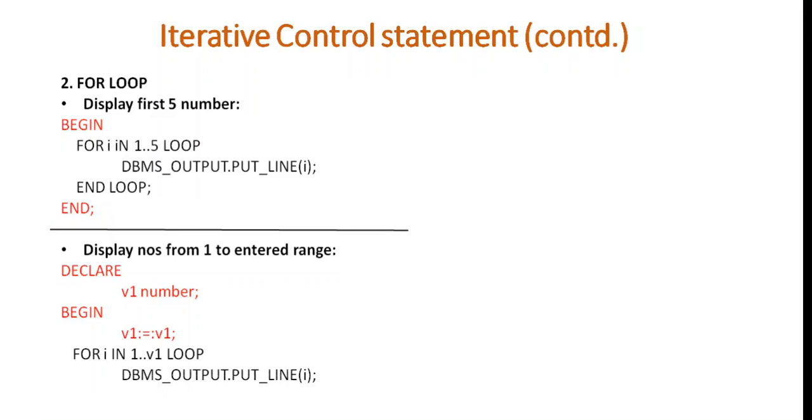Means here we don't know the value of the upper bound at the time of the FOR loop declaration, that value is given by the user. So it is called a dynamic range loop. Okay, then END LOOP and end of the block.